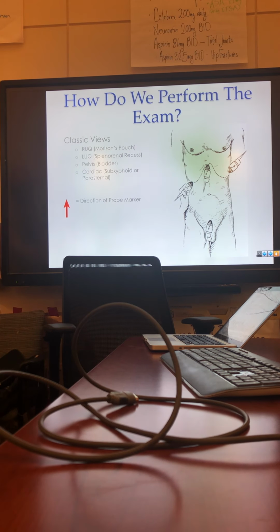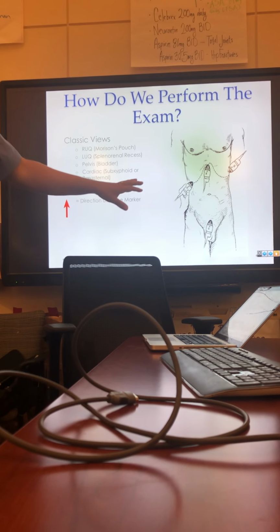All right, so the views. Typically, there's not really an order to this. Most people with blunt trauma are going to start in Morrison's. Other people advocate for doing the cardiac first, just because it's probably the most likely to kill you if there's a pericardial effusion that's becoming tamponade. But typically I usually start with Morrison's for most situations.